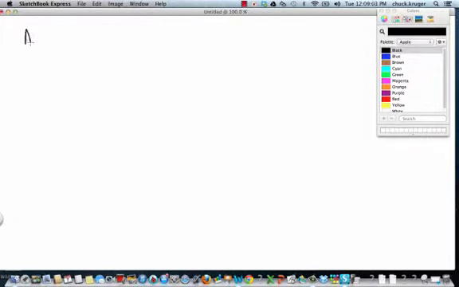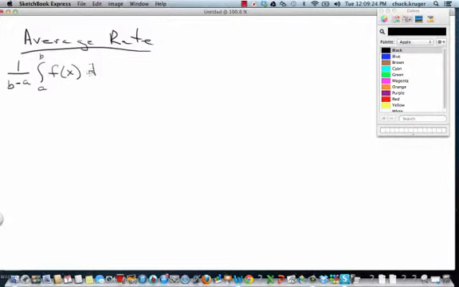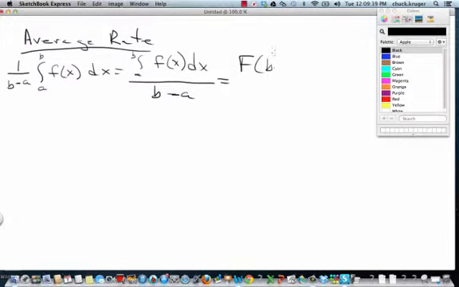Again, my average rate in terms of integrals is going to be the same as 1 over b minus a times the integral from a to b of f of x dx. Sometimes you see it as this, the integral from a to b of f of x dx over b minus a. Or you can also see it like this, F of b minus F of a over b minus a.